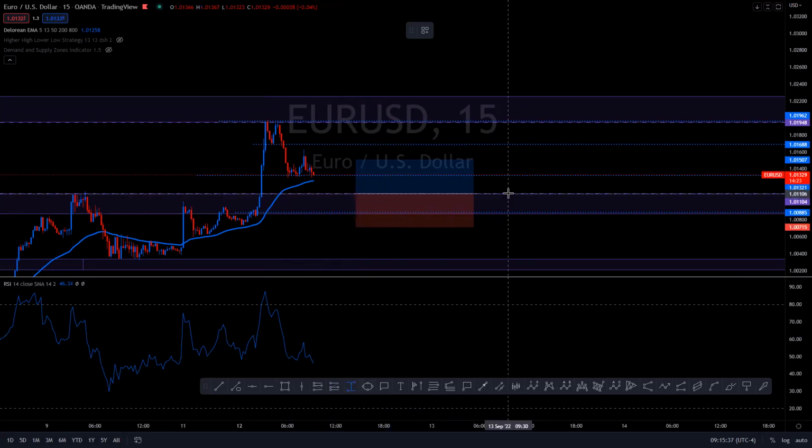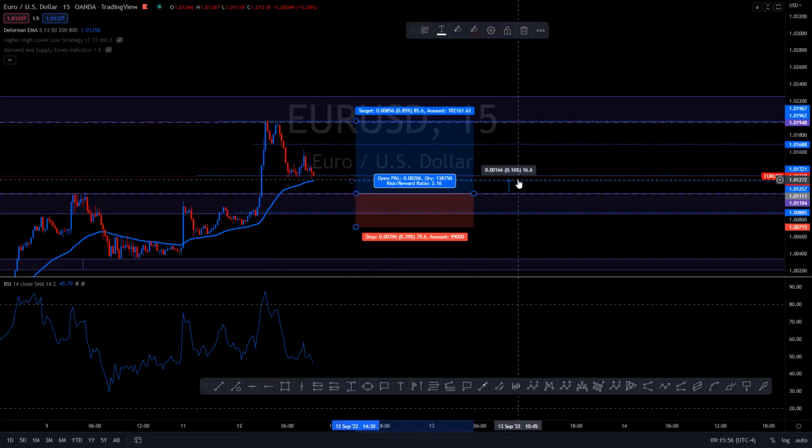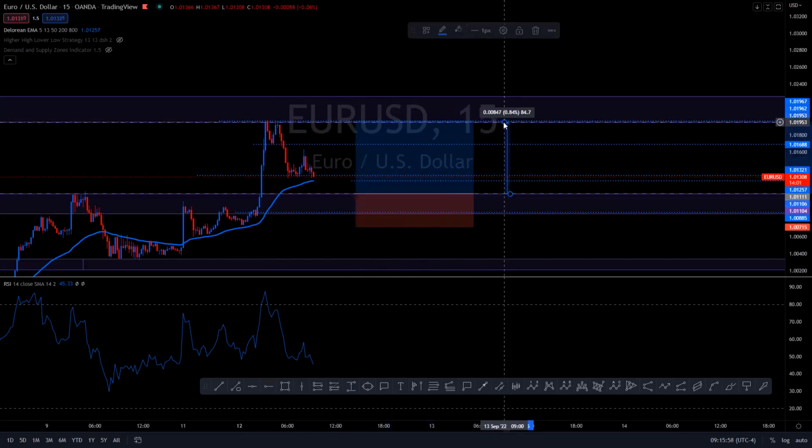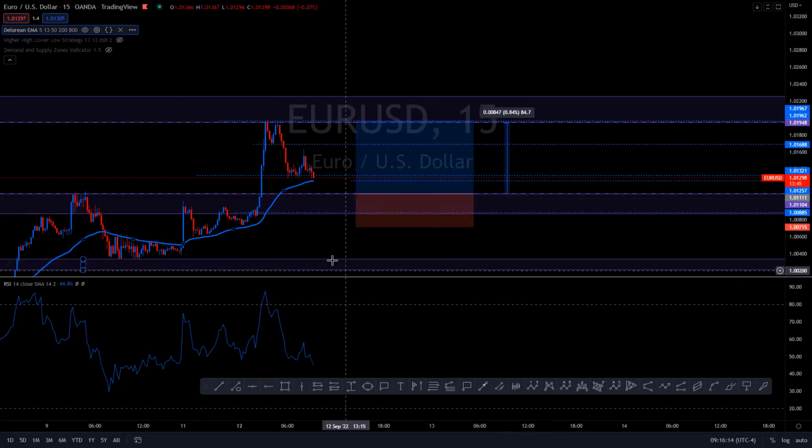So if price swings up from this point, then I want to catch at least maybe 16 pips from here. And then ultimately, I would want to target this liquidity all the way up here, which will be 84 pips. That's my plan. So that's what I'm thinking.